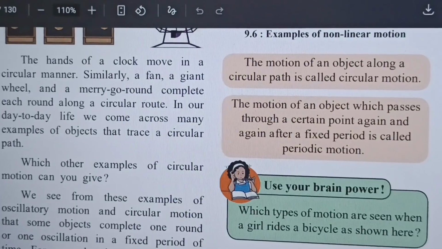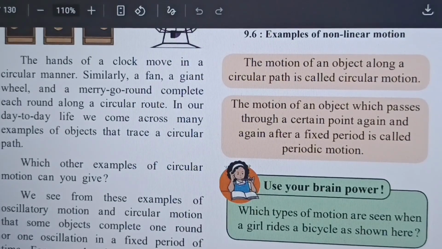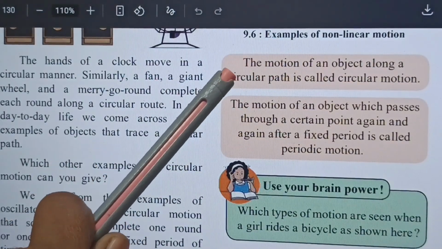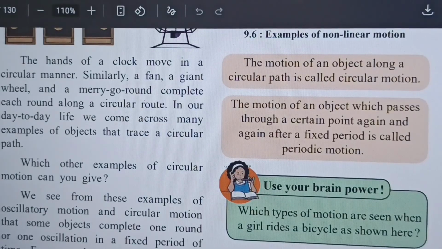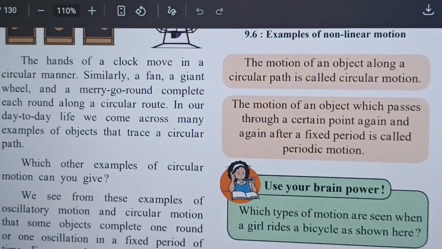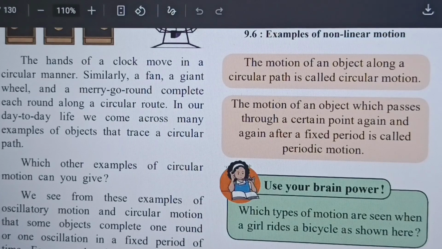Now the next type of motion is circular motion. You can see the definition here: the motion of an object along a circular path. When something goes along a circular path, it is called circular motion. For example, the hands of a clock go round in a circular path. Similarly, a fan, your ceiling fan or table fan, the blades of that fan go round and round in a circular path. So it is a circular motion.